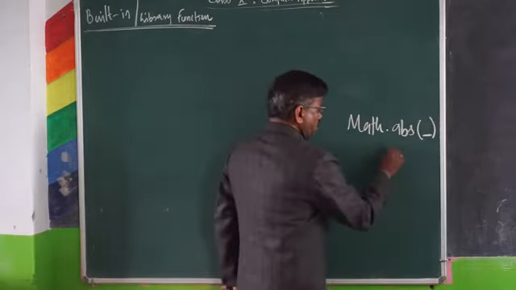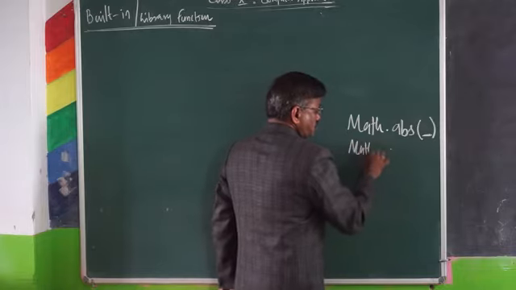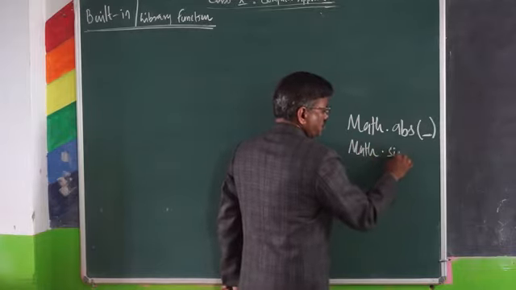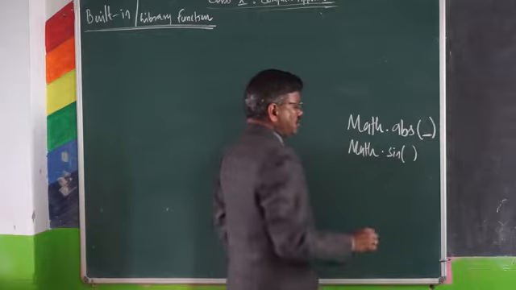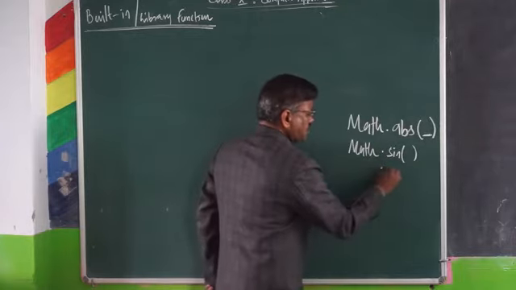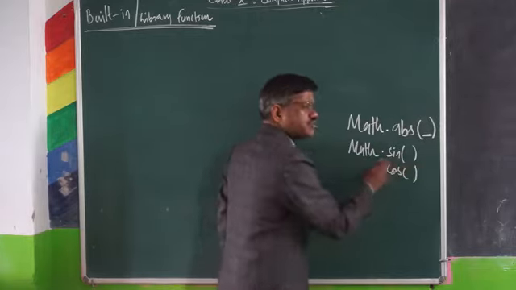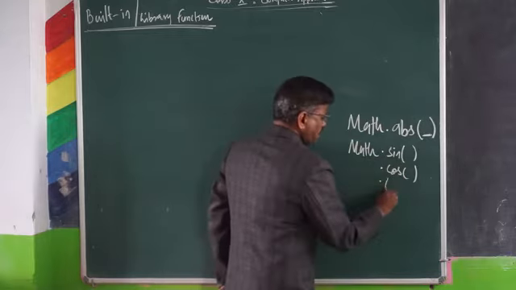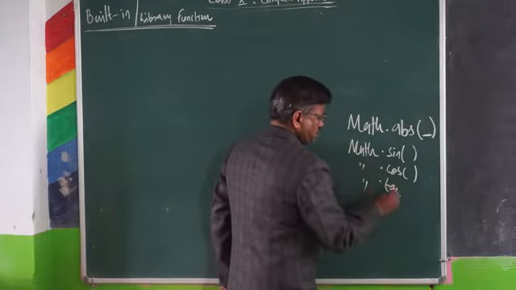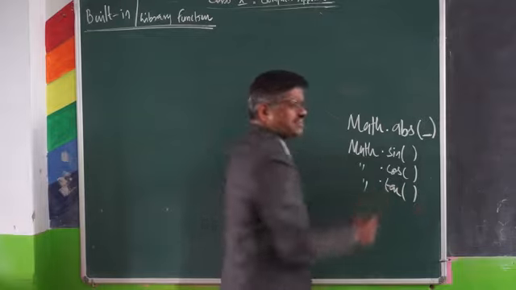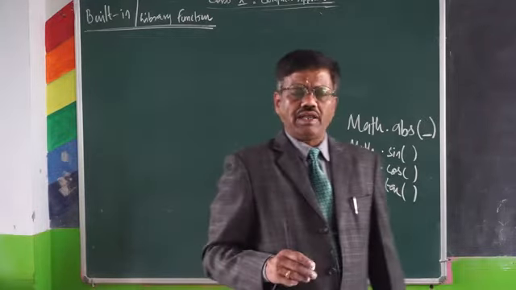Then, similarly, Math.sin gives you the sine value. If I write cos, it gives you the cosine value. Everywhere Math has to be there. If I write tan, it gives you the tan value.